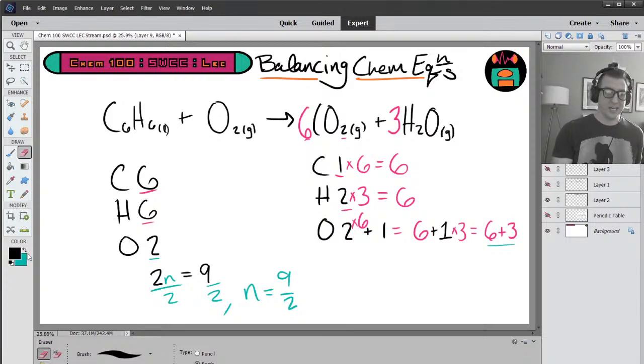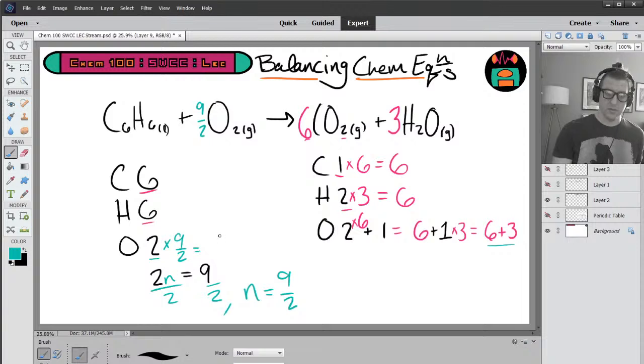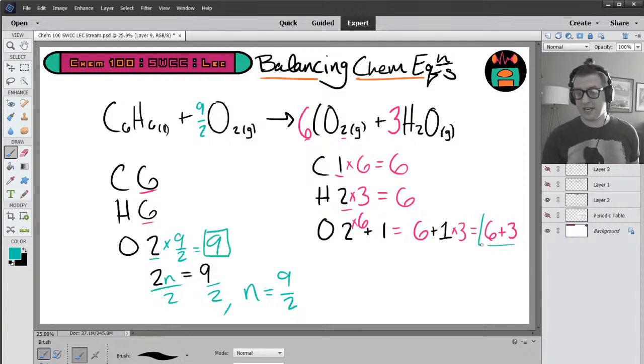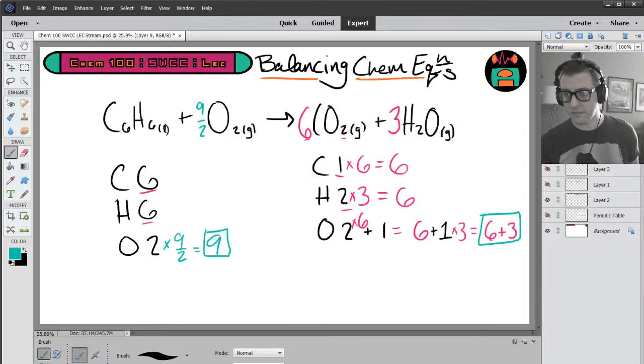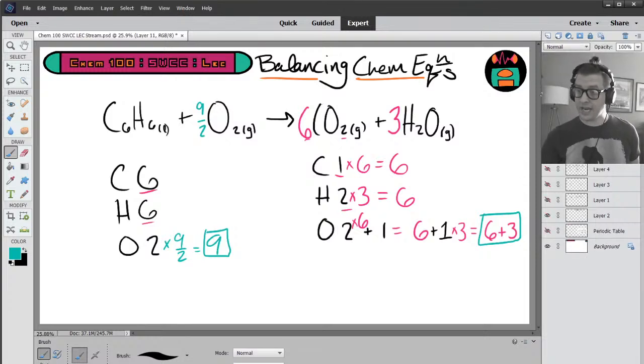So when we actually multiply oxygen by 9 halves, it balances. Right now we have 9 oxygen on the reactant side, 9 on the product side. We've balanced our chemical equation, but we can't leave a fraction in our balanced chemical equation. We can only deal in integers.